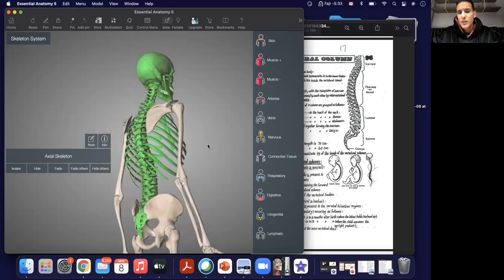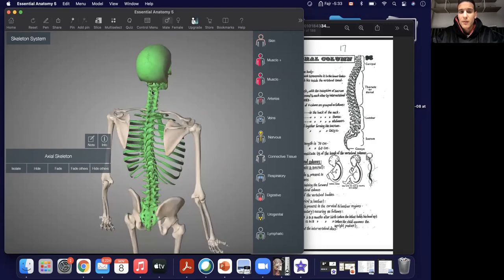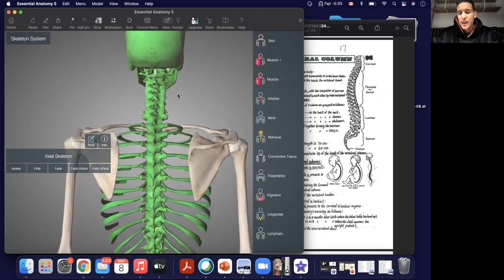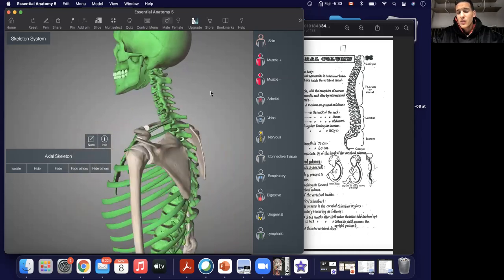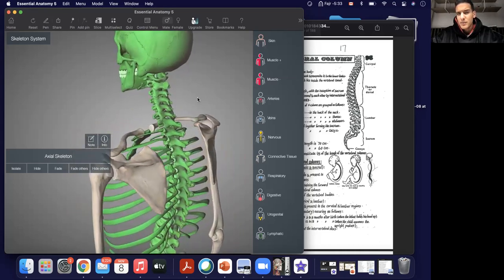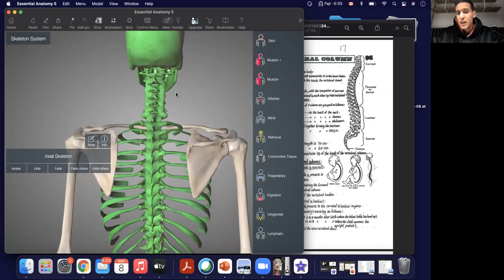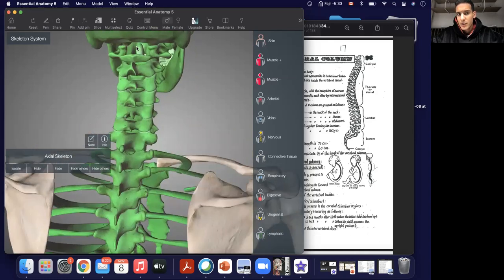And then you can also dive into maybe, if he wants more things to talk about, the axis and atlas, and then you can describe the structure of them and how the dens right here inserts.